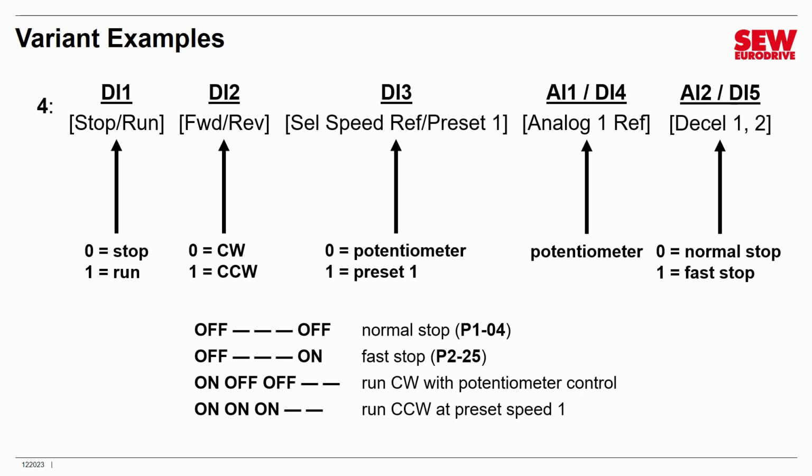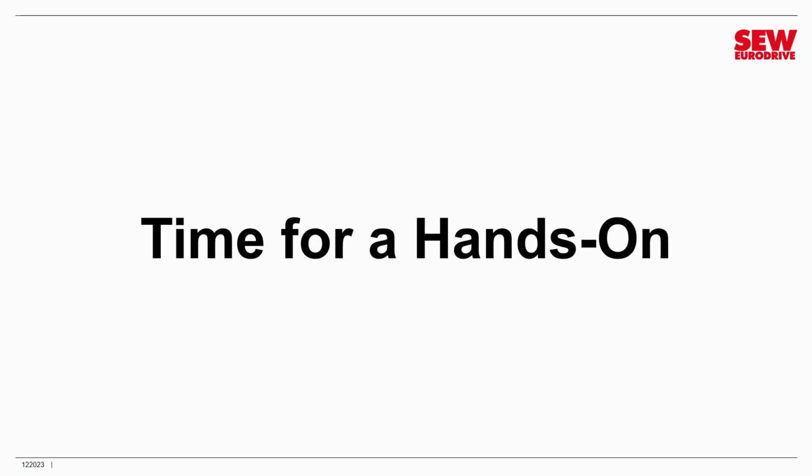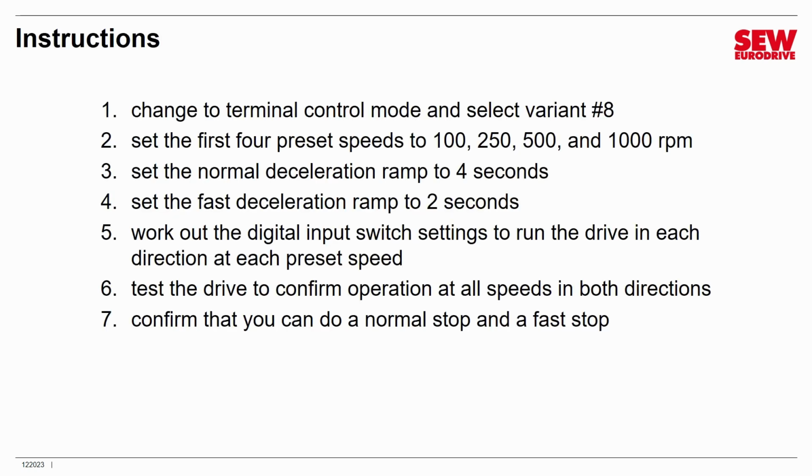Okay, well, I hope you're understanding variants and getting a good feel for them, so I think it's time to put all this into practice. It's time for a hands-on. Here's what I'd like you to do in this hands-on activity. I'd like you to change your VFD to terminal control mode and select variant number 8. I'd like you to set the first 4 preset speeds, presets 1, 2, 3, and 4, to 100, 250, 500, and 1000 RPM. Set the normal deceleration ramp to 4 seconds and set the fast deceleration ramp to 2 seconds. Also, just be sure that you're in ramp to stop mode. That goes without saying.